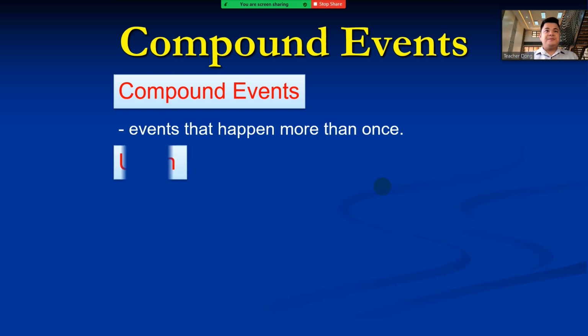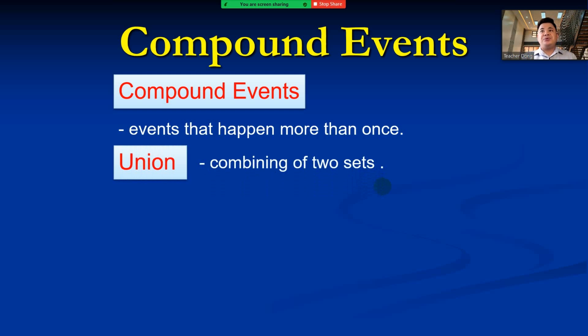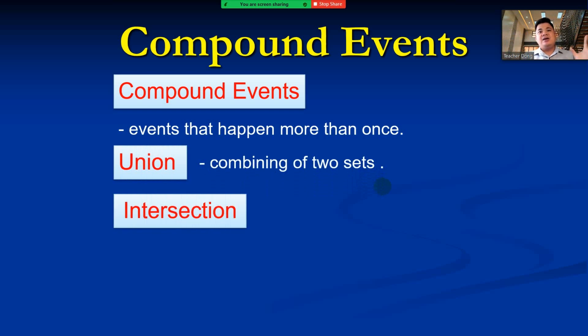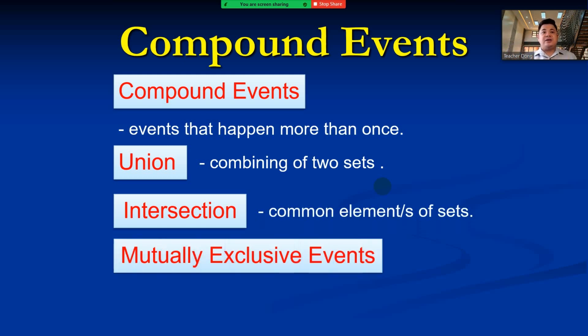So let's talk about union. When we say union, it is the combining of two sets. We are talking about all the elements in the sets. When we say intersection, it means the common elements of sets. If there are common elements between the two sets, we call them the intersection of the two sets.